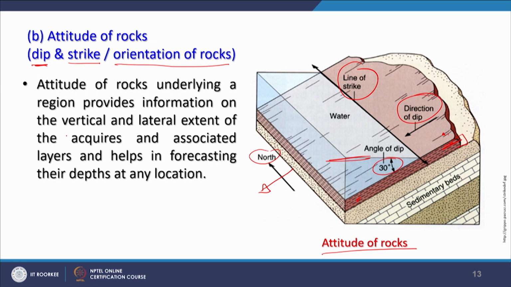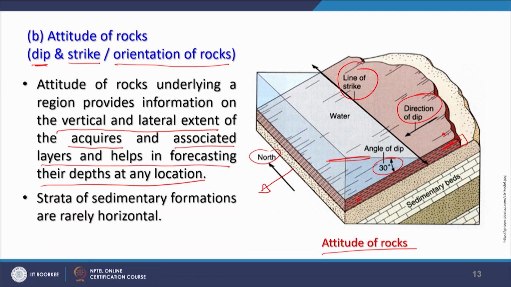So we must know about the vertical and lateral extent of these rocks, which will give us a better understanding about the aquifers and associated layers, and will help in forecasting their depth at any location. This kind of typical structural information is very much required, especially in sedimentary and metamorphic terrain.